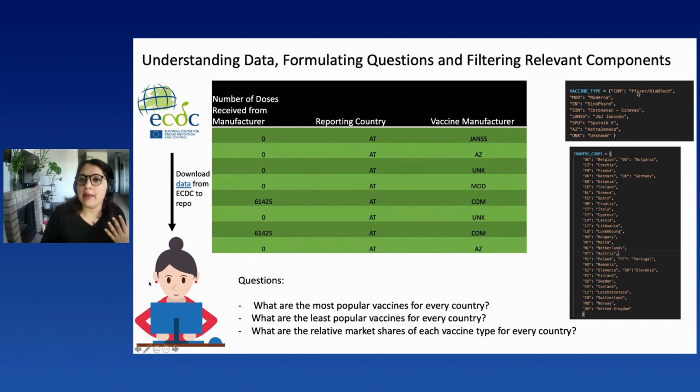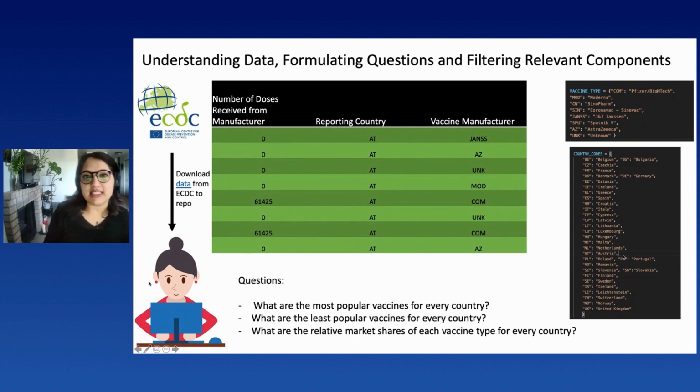And so I made dictionaries in Python so that, when I share my results with you, they don't have all these acronyms. Over here, I have the vaccine types, and you can see that this JANSS is the Johnson & Johnson vaccine, and this AT reporting country is in fact Austria.